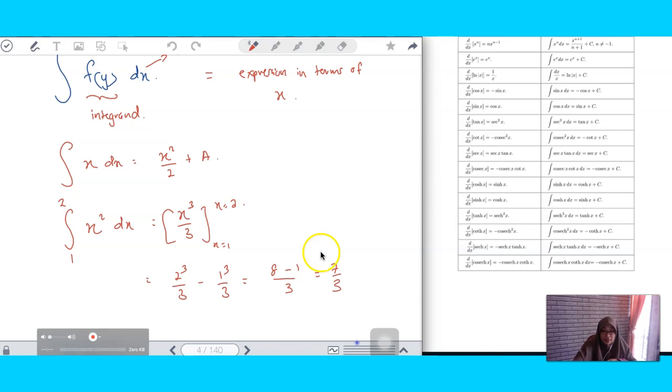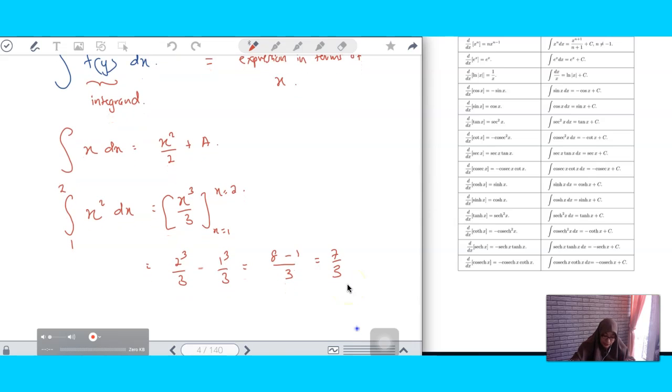So you get a value when you have the limits, which we call a definite integral. How can you explain this value? What is the application? What are you actually doing? You have to understand why you do this integration. So why is it 7 over 3 actually? 7 over 3 here is a value.